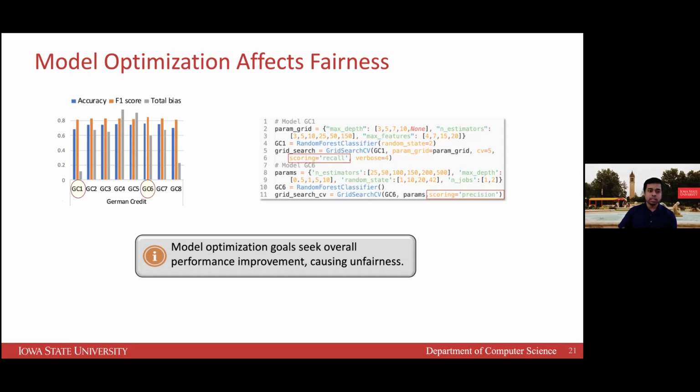This suggests that when developers are optimizing only for accuracy, they should optimize carefully so that a specific optimization construct does not affect the fairness.